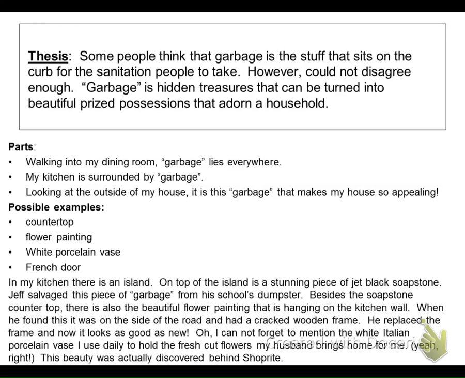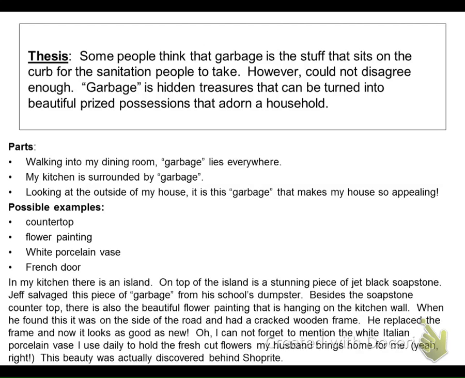Jeff salvaged this piece of garbage from the school's dumpster. So basically, I'm identifying my example, and I'm just briefly explaining it, right? I'm not going into detail about the time he called me up on the phone. He's like, oh my God, there's this beautiful thing in the dumpster I think I'm going to get, and I'm yelling at him, no, don't get it. Nope, I didn't go into detail. So the example is just providing a brief explanation.